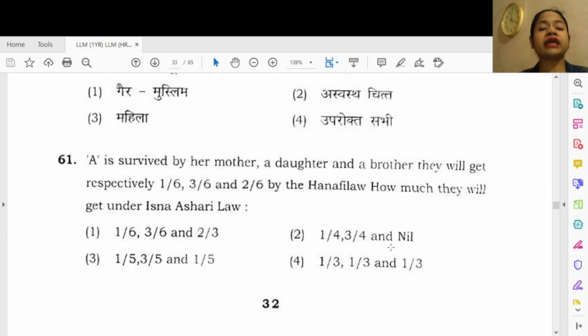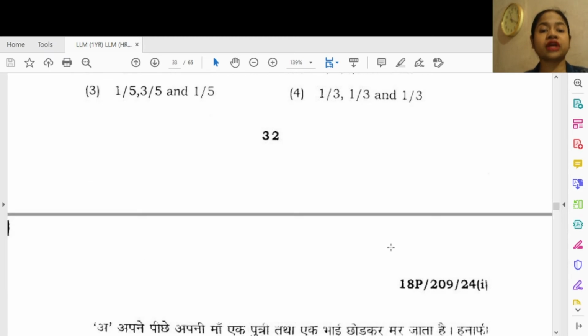61. A is survived by her mother, a daughter and a brother. They will get respectively 1/6, 3/6 and 2/6 by the Hanafi law. How much will they get under Ithna Ashari law? So you have to comment. Ithna Ashari law is a law related to Shias.